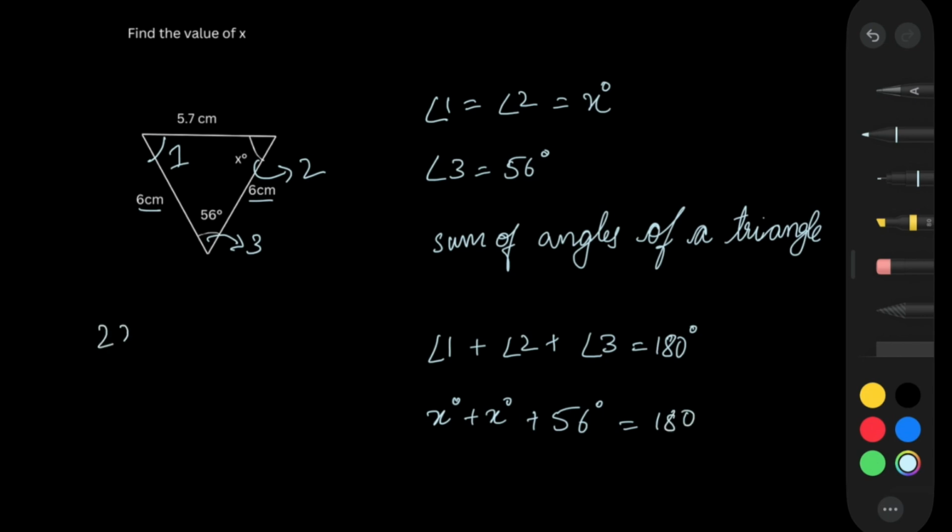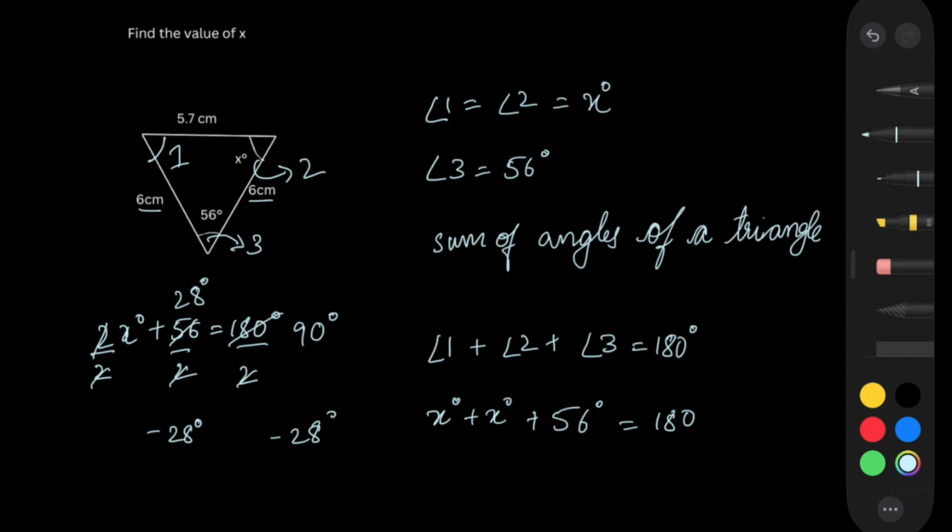We can simplify this to 2x degrees plus 56 is equal to 180 degrees. Now let's divide both sides by 2. We get x degrees plus 28 degrees is equal to 90 degrees. Now, subtracting 28 from both sides, we get x degrees is equal to 62 degrees.